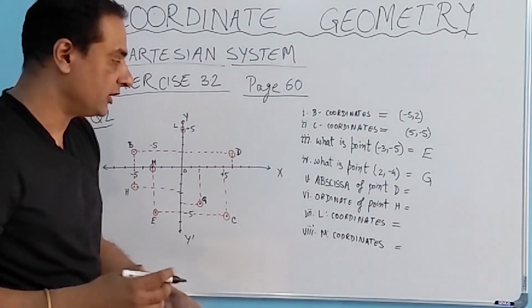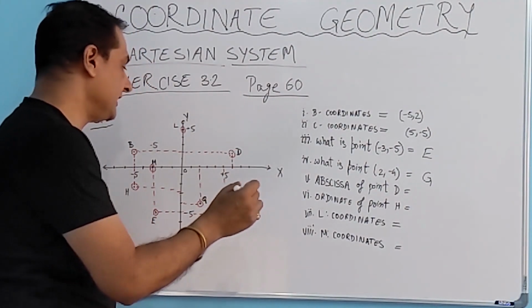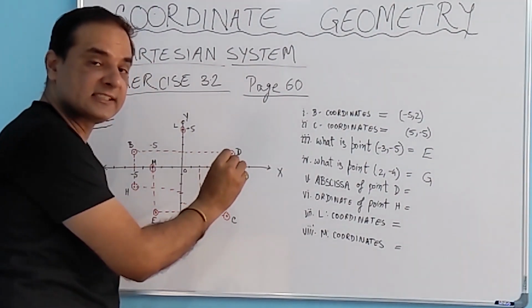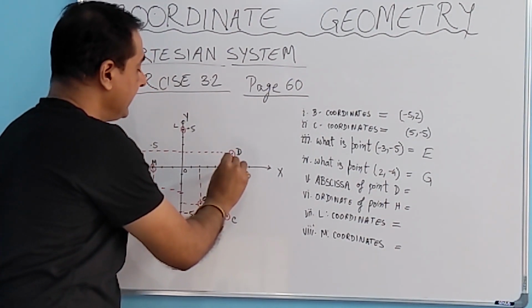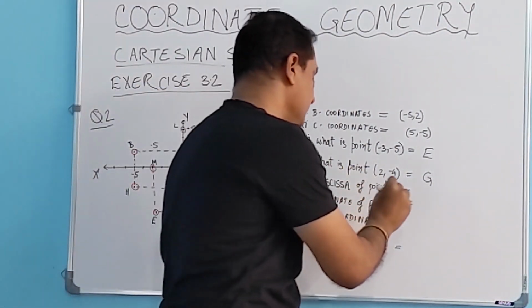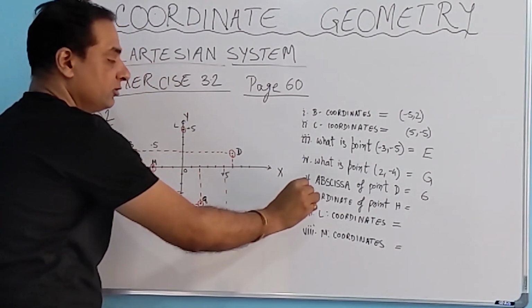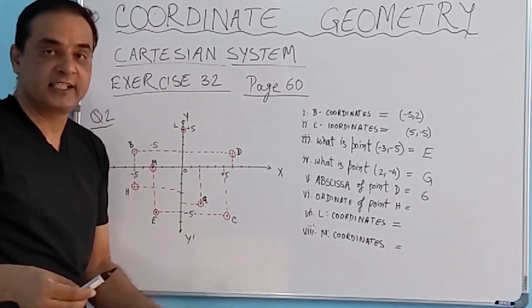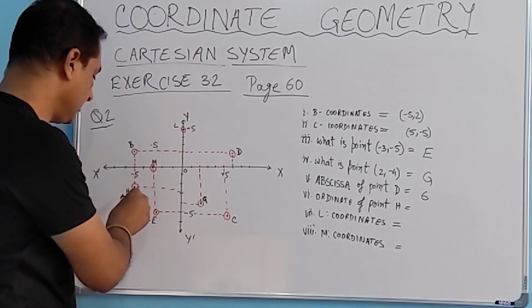Now the fifth question says, abscissa of point D. Abscissa is the x coordinate. Let's locate point D. What is the abscissa or x coordinate? The x coordinate is the perpendicular distance from the y axis. If you look at this perpendicular line, the x coordinate is 6. So the abscissa is 6 for point D. Now the ordinate for point H. Ordinate is the y coordinate. Let's locate point H. Where is it? Here it is.